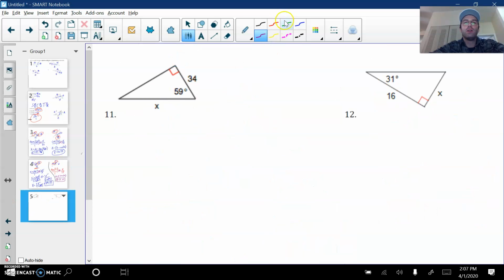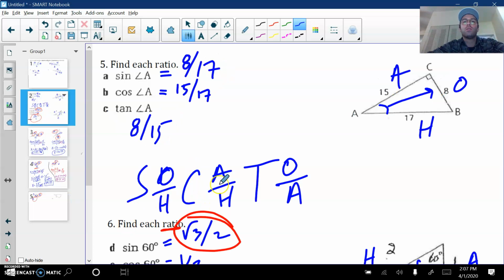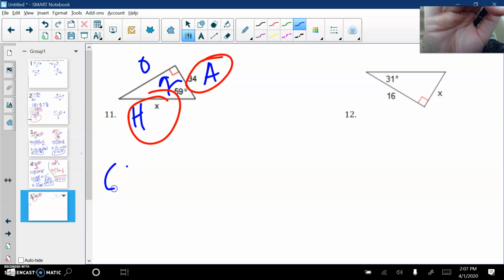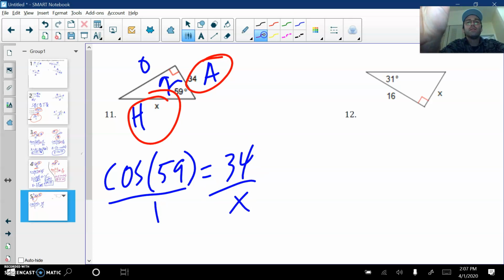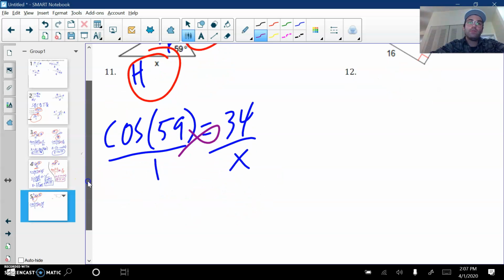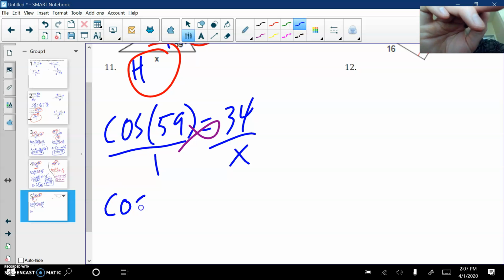Last two, 11 and 12. All right, 11 is a sneaky little bucket here. So this is 59. This is my opposite, hypotenuse, adjacent. A and H means I'm going to use cosine. So cosine of 59 equals 30 over X, over 1. Since X is in the denominator, X is on the bottom, I'm going to have to divide my side length by the trig function. But before I do that, I'm going to show this step.